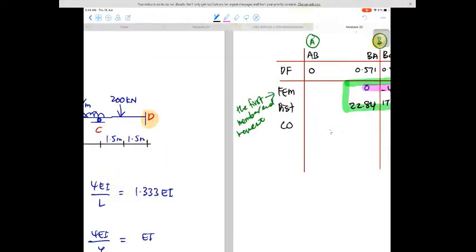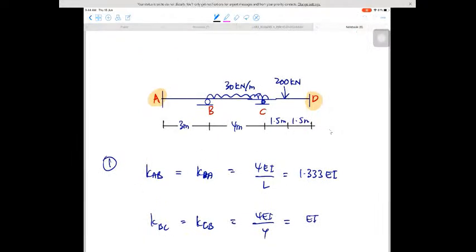Okay, we are analyzing a continuous beam, like this, with A, B, C, and D as the joints and three elements. Member BC is loaded with a uniformly distributed load, and member CD is subjected to a vertical load at the middle of the span. I have shown this to you in my previous video.